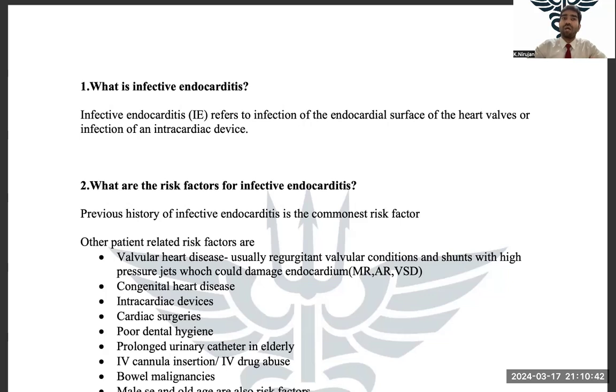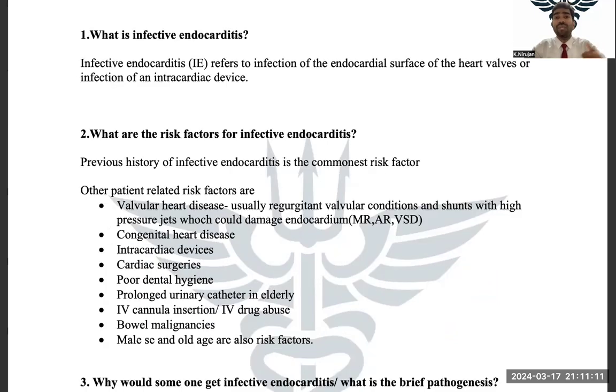These sort of people, IV cannulas or drug abusers, do get staph endocarditis, and usually the staph endocarditis affects the tricuspid valve. So they present with tricuspid regurgitation. Okay. So this is also tested in the exams very commonly. Usually the mitral valve is the commonest valve affected by infective endocarditis overall. Then comes the aortic valve. But these IV drug users have a predilection to get tricuspid valve endocarditis. Don't forget it. Okay. And bowel malignancies.